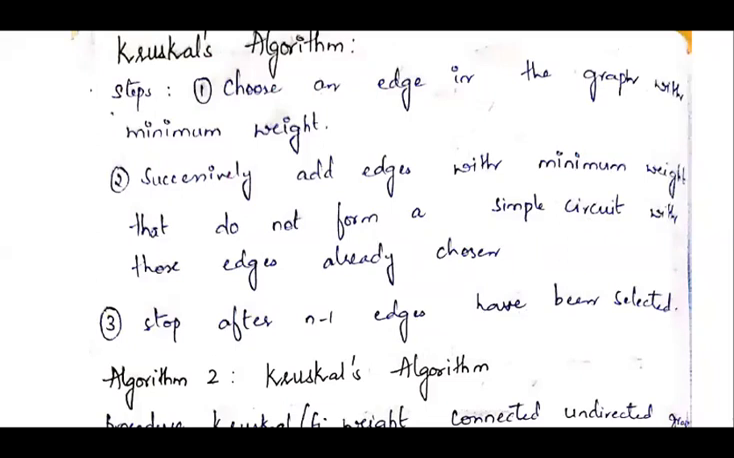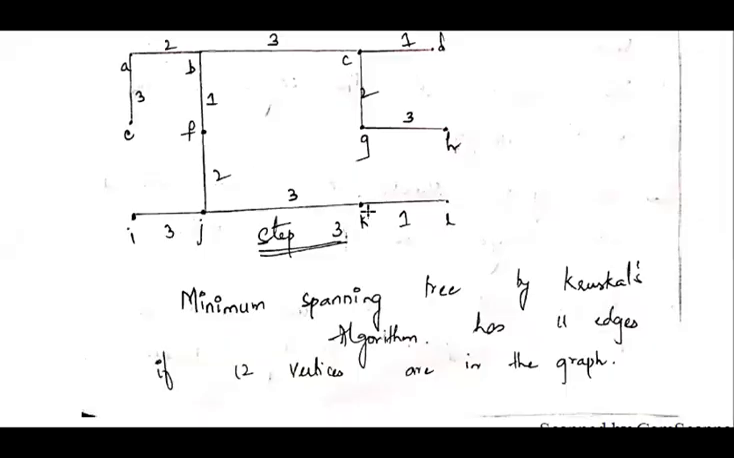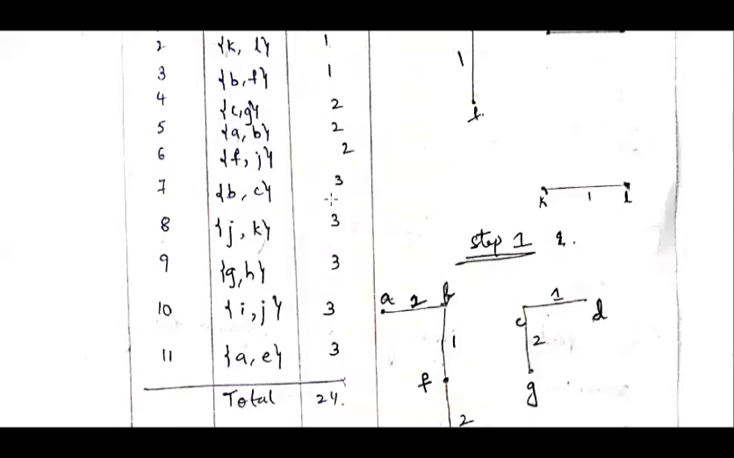Let's also see the graph for the same. So for the earlier graph that we have seen, this is the minimum spanning tree by Kruskal's algorithm, which has 11 edges if 12 vertices are in the graph. And this is your step 3. But when you are doing it in the examination, you have to do all the 11 steps and write the algorithm, the procedure, and also the table which I am showing you over here.